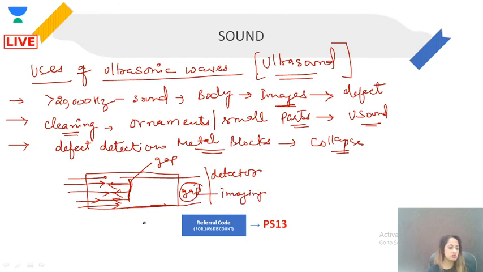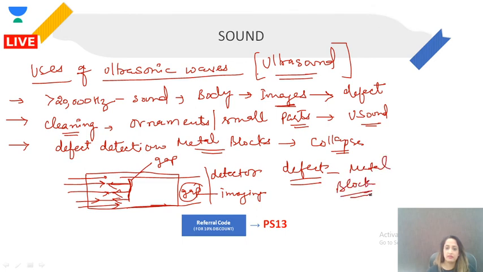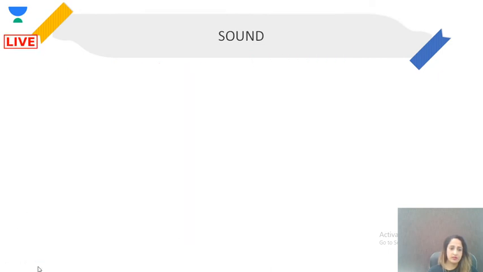I hope you understood this, right? So when there is a gap in the imaging, this area will tell us there is a defect present in the metal block, and this metal block should not be used in creating the building, right? So these were a couple of important points that we have.